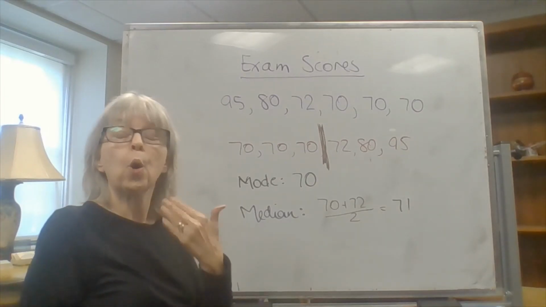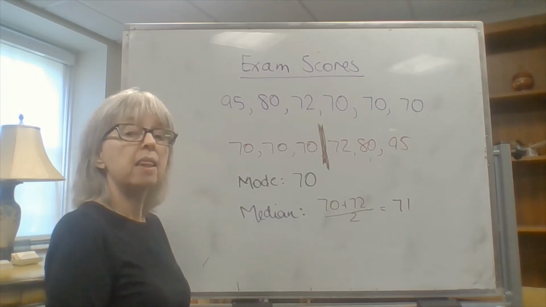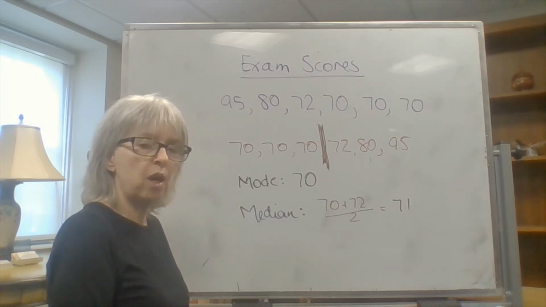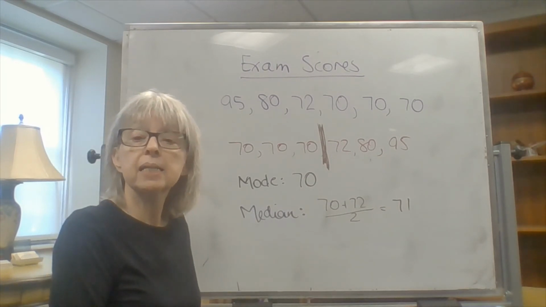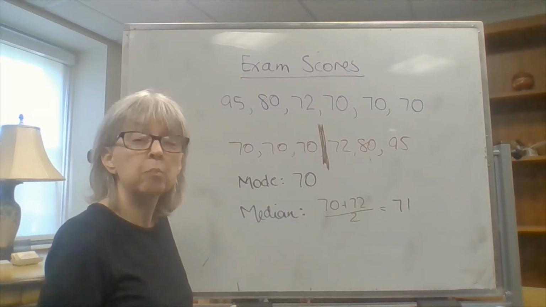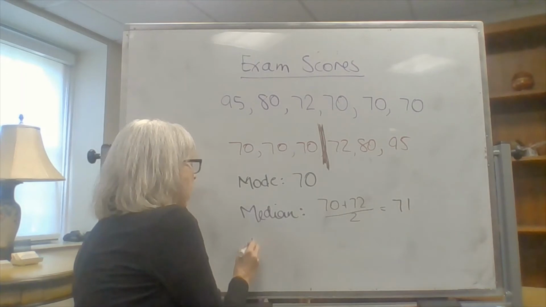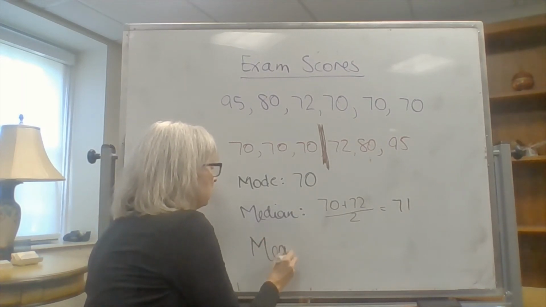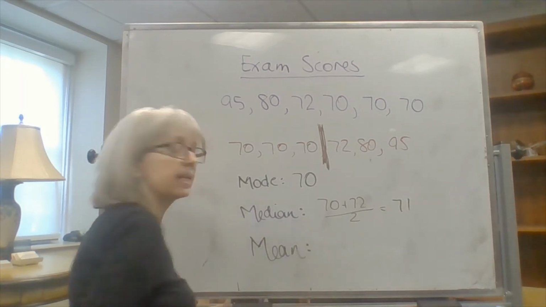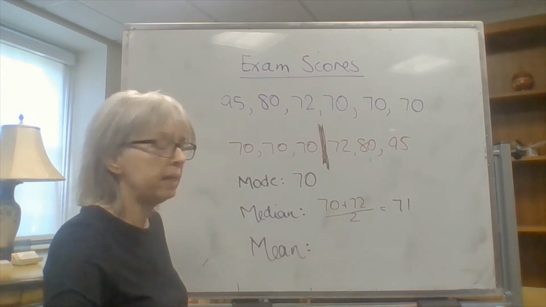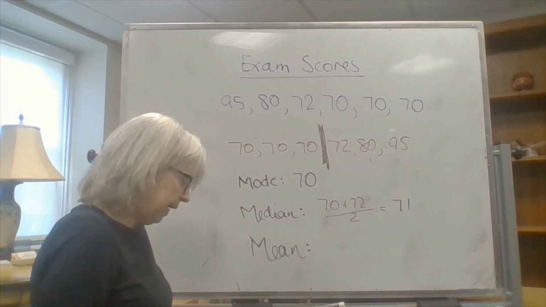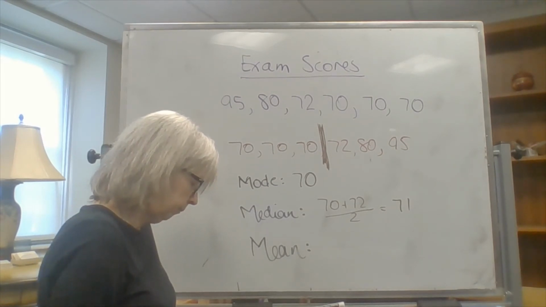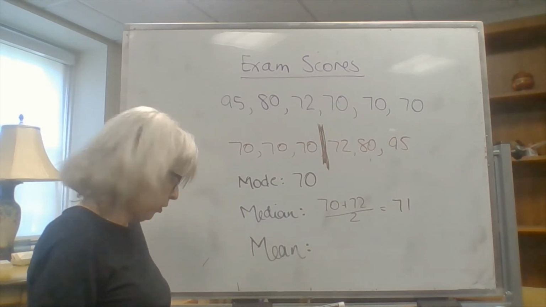The mode only takes into account the number that appears most often, if there is one. The median takes into account how many numbers you have, and the mean takes into account the size of the numbers. To find the mean, you add all of your numbers up.